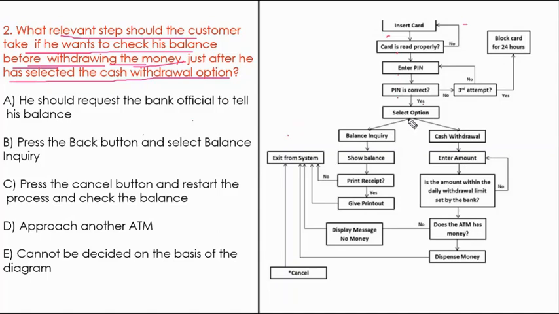See, now he is here. He has clicked the cash withdrawal option, but he wants to check the balance. So he wants to go back to the balance inquiry. What process can be done according to the options to shift from cash withdrawal to balance inquiry?